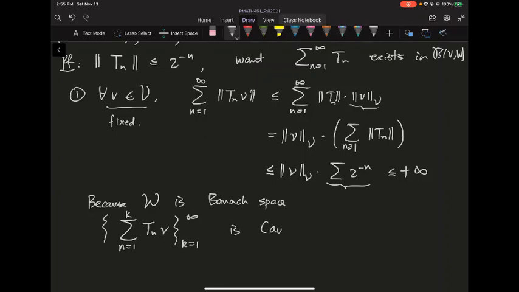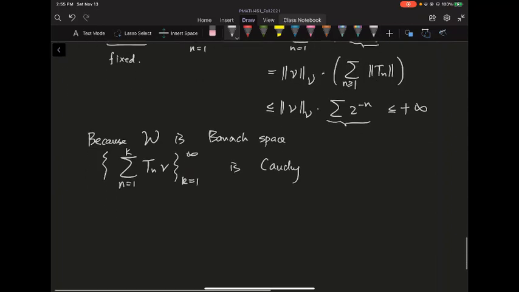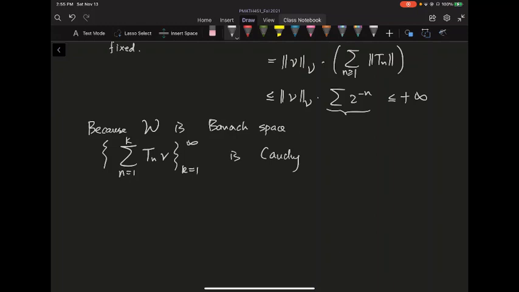This is a Cauchy sequence, okay? Because W is complete, this converges, and I just denote it by the infinite sum. So let's define S of V to be the limit, using the notation sum over n going from 1 to infinity of Tn of V. That actually exists inside this Banach space W, because the partial sums form a Cauchy sequence, so it has a limit. Let's just define it as the limit.